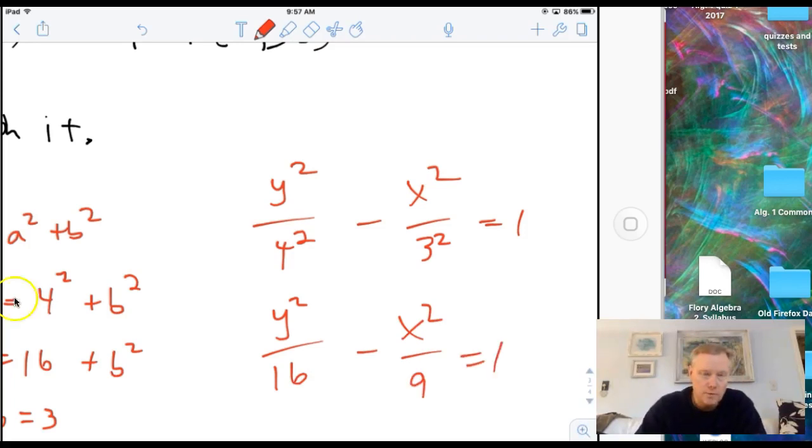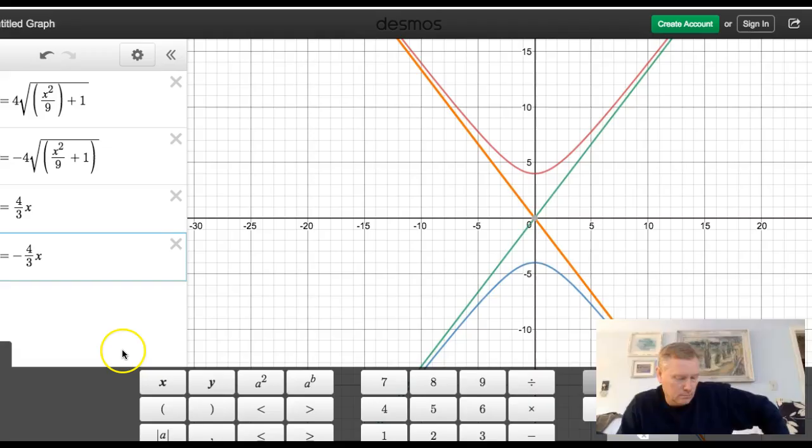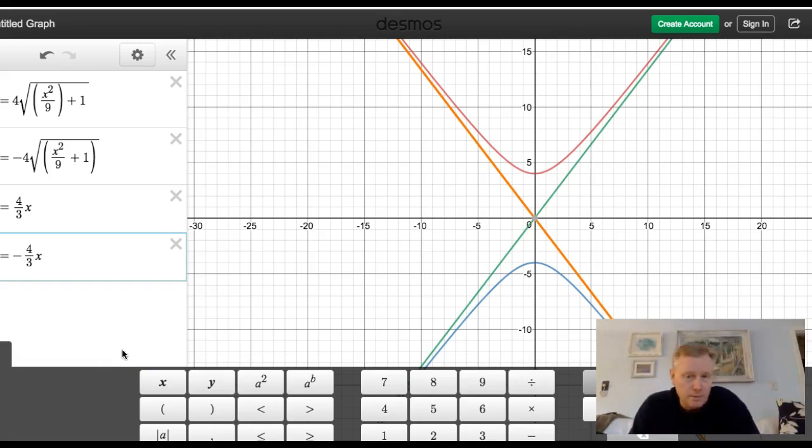Sketch a graph. I'm going to do it on the graphing calculator. Okay, so here's what the graph should have looked like. You can see I put in the asymptotes. The slope will be 4/3 and negative 4/3. And the equation, when I solved it for y, was y equals plus or minus 4 times the square root of x squared over 9 plus 1. And that's what your graph should look like.